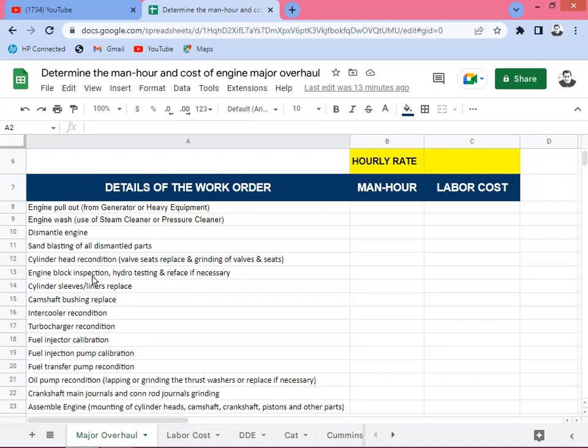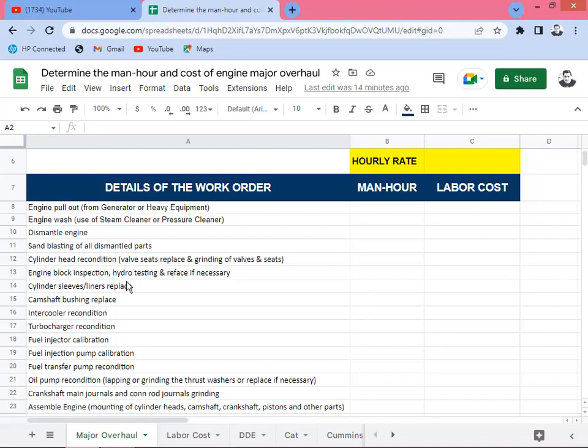Then we're going to be doing cylinder head recondition, valve seats replace, and grinding of valves and seats. Some valve seats need replacement, but you can also use the old ones if still good, and you just grind the valves and the seats. Or most of the time when they do a major overhaul, they just replace the valve seats and also the valves, which are the intake valves and the exhaust valves, and there are lots of them because this is a 16 cylinder V16 engine. Then engine block inspection.